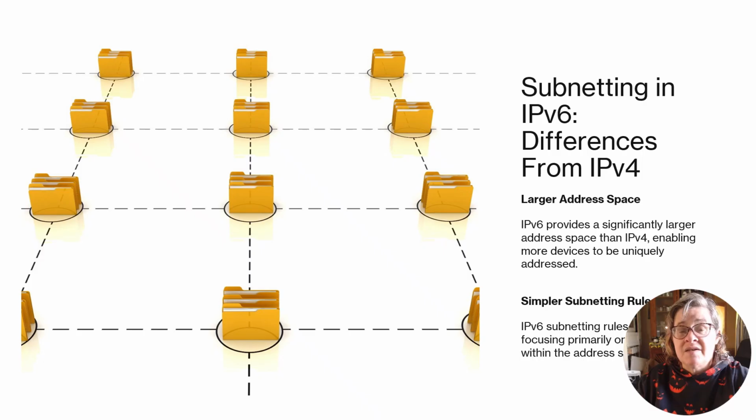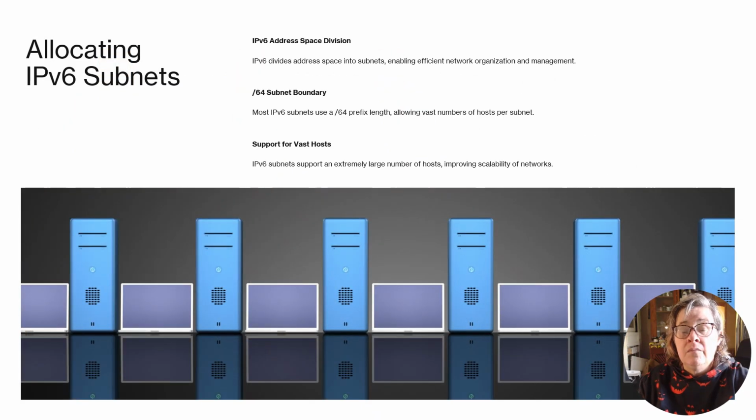IPv6 subnetting uses larger address spaces and simpler subnetting rules. Unlike IPv4, subnetting focuses on the subnet ID field, which I think means identity from memory, within the address structure. IPv6 subnet allocation involves dividing the address space into subnets, typically on a /64 boundary, supporting vast numbers of hosts per subnet. Yep, certainly does.